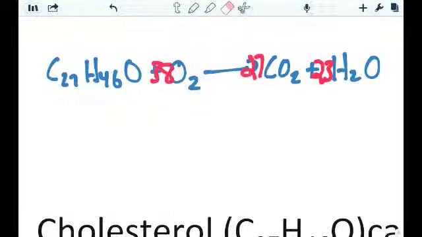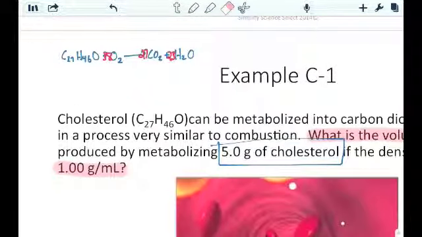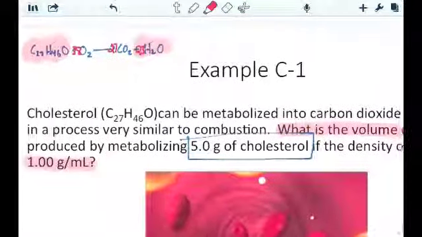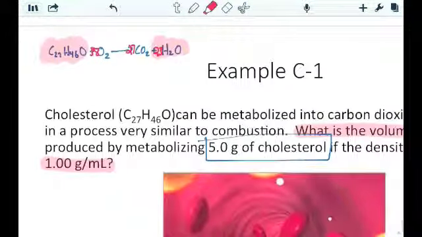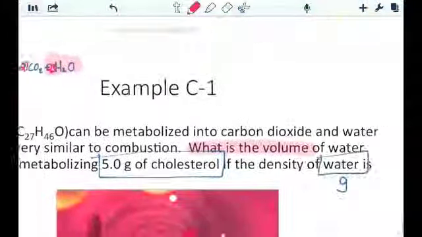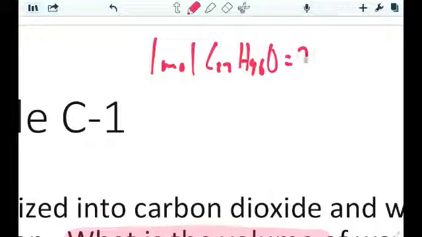When we're looking at this, we just want to look at what we're dealing with. We're starting with cholesterol, and we're trying to figure out grams of water. So the first thing that we always write down, that we're always going to need, is our mole ratio. So let's write that down. It's a 1 to 23 ratio. So 1 mole of our cholesterol, C27H46O, equals 23 moles of H2O.